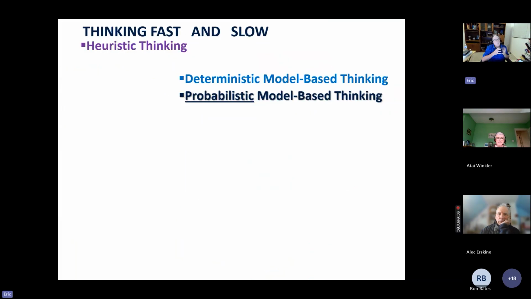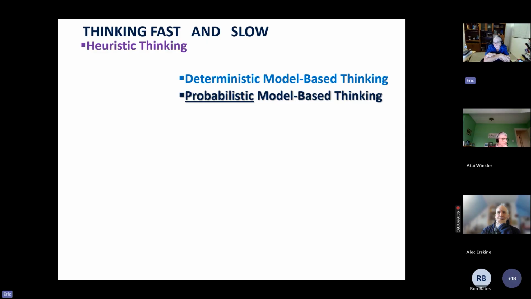Anyway, so thinking fast is heuristic thinking. Thinking slow in the world of engineering is model-based thinking. And I've added the term deterministic. Most engineering work that we do is deterministic. The inputs determine immediately and absolutely the outputs. That is deterministic model-based thinking, and that's what engineers have learned, and it's very, very powerful. And we've done some amazing things in engineering using deterministic model-based thinking.